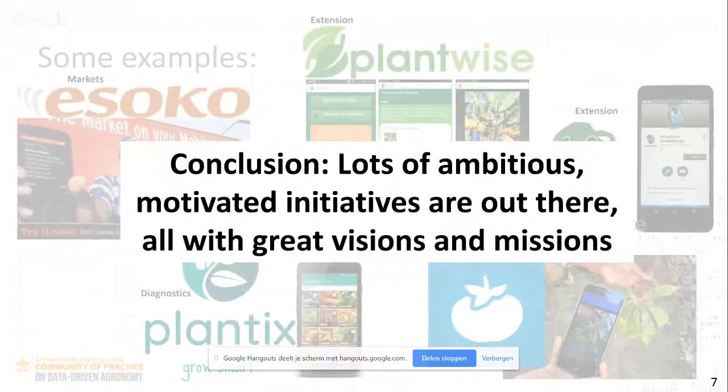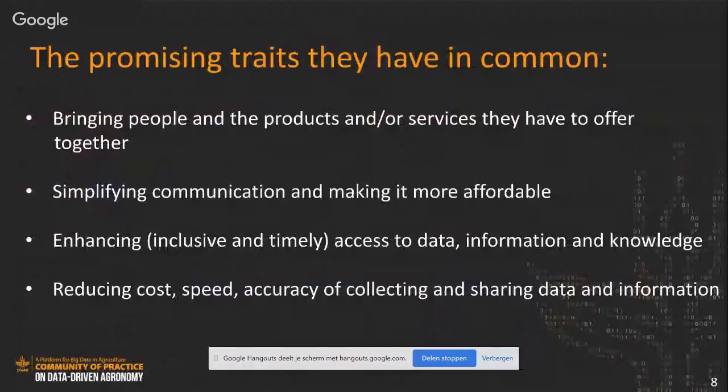So in conclusion, I think there's a lot of ambitious, motivated initiatives out there. And there's a lot of vision and mission, I think, for most of these initiatives to really try and make a change to farmers' lives. And when we look at that, they still have a lot in common. They have the kinds of traits that basically come down to the objective to bring people and services together, and also to gain more insights, rather around what kind of information is available today, but also to add more information in terms of filling the gaps. And the idea is, of course, that with this technology, you can reduce the cost and improve the speed and the accuracy of information collection and sharing of information.